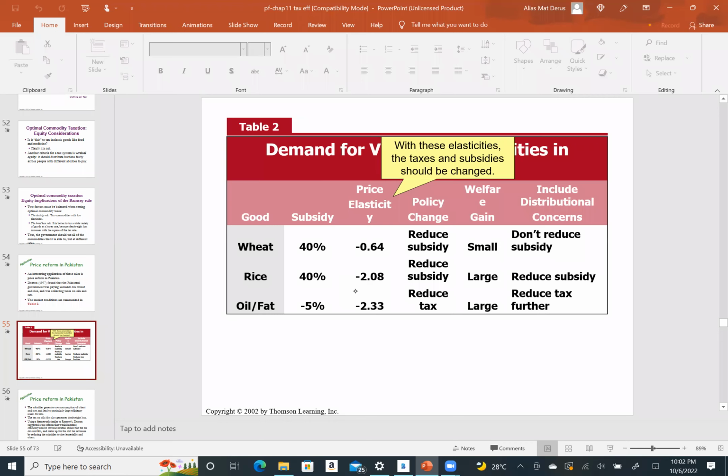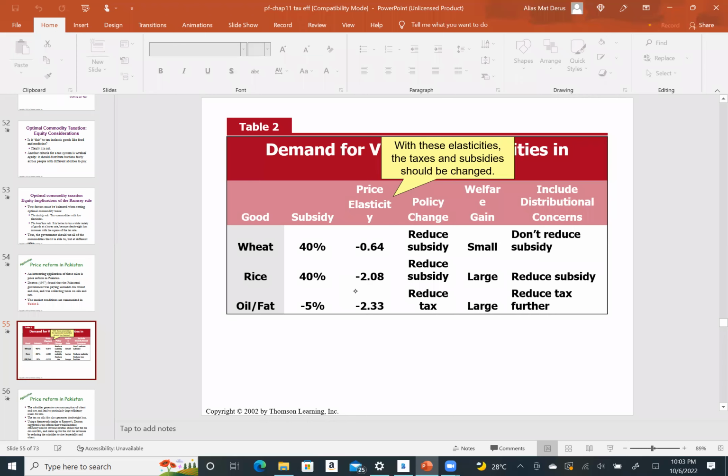Should be taxed, right? Yes. Which one do you tax higher? Should be wheat, okay? Wheat should be taxed higher. Rice should be taxed lower. And of course, oil and fat should be taxed. So oil and fat, okay, good, because you are taxed 5%.